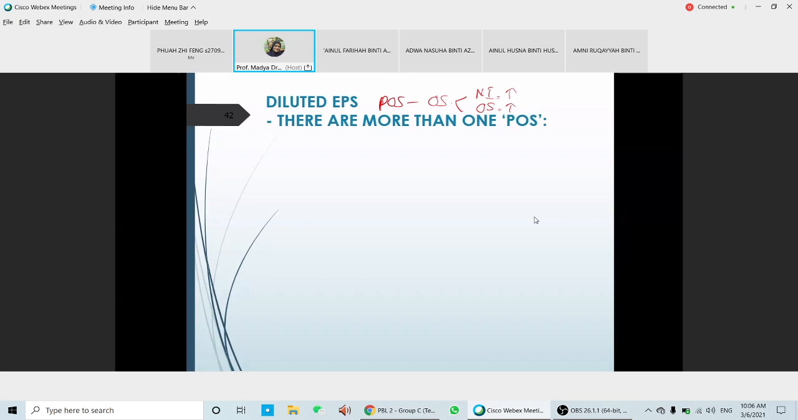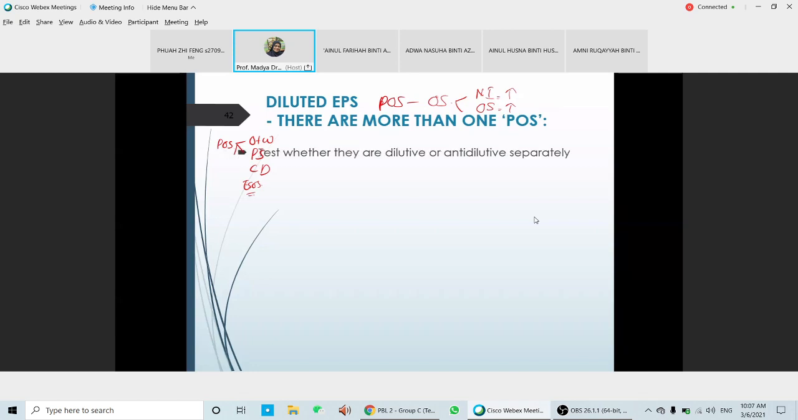There are 4 types of POS here. One is related with options and warrants. Then you have preference shares, convertible debt or convertible loan. And the other one is source, like the one that you had for share-based payment last time, shares given to the employees.